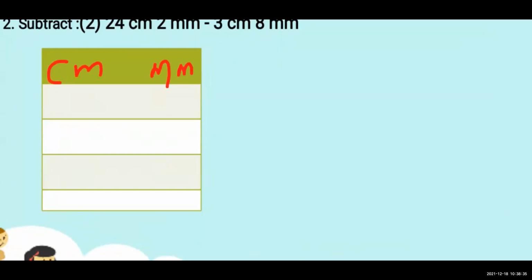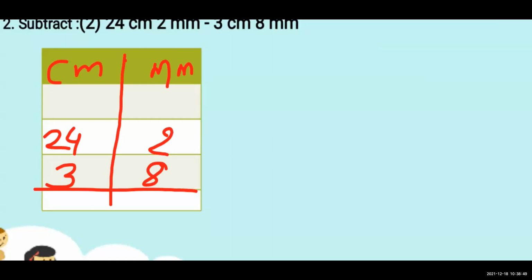Now the next step would be 24 and 2. Then 3 and 8. Clear? Chalo. Now start telling me. Now what I will do from 2. From 2, 8 is going? No. So centimeter and millimeter.